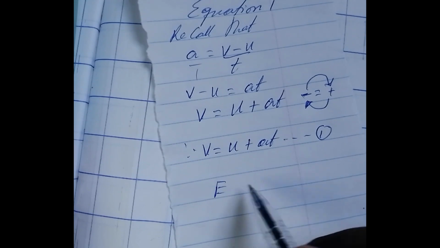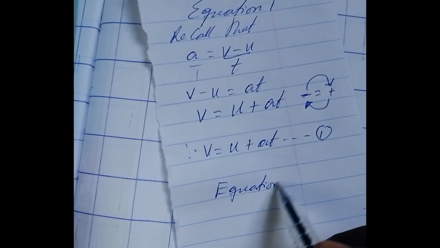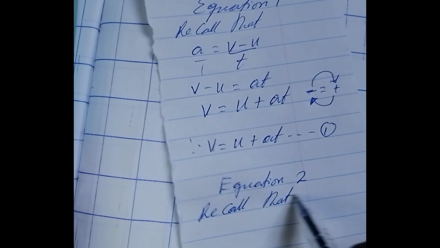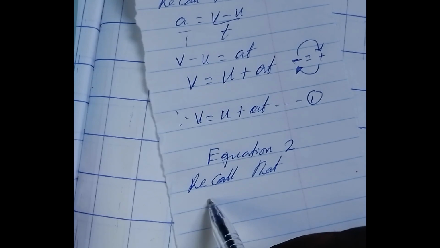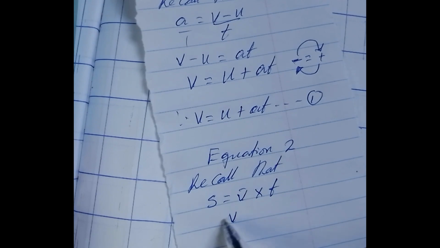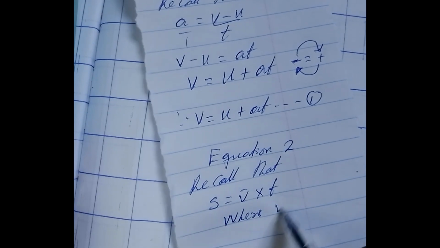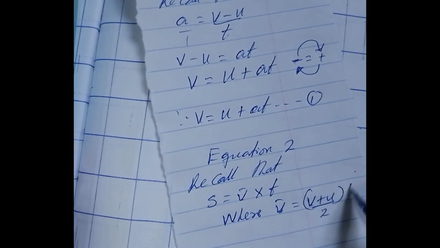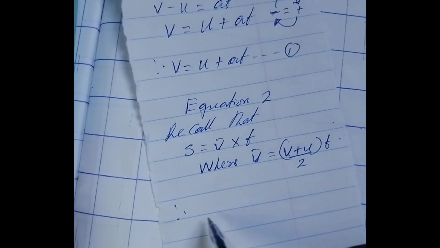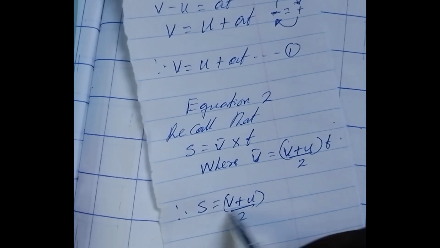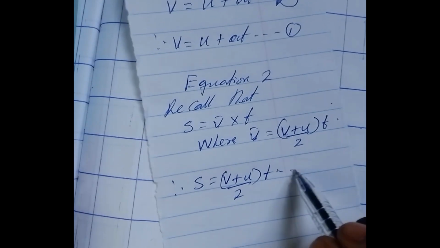Now, let's derive equation 2. So we recall that our distance equals average speed times time, where average speed equals (v plus u) over 2. Therefore, we'll be having s equals (v plus u) over 2, close bracket, t. Now we take this as equation 2.